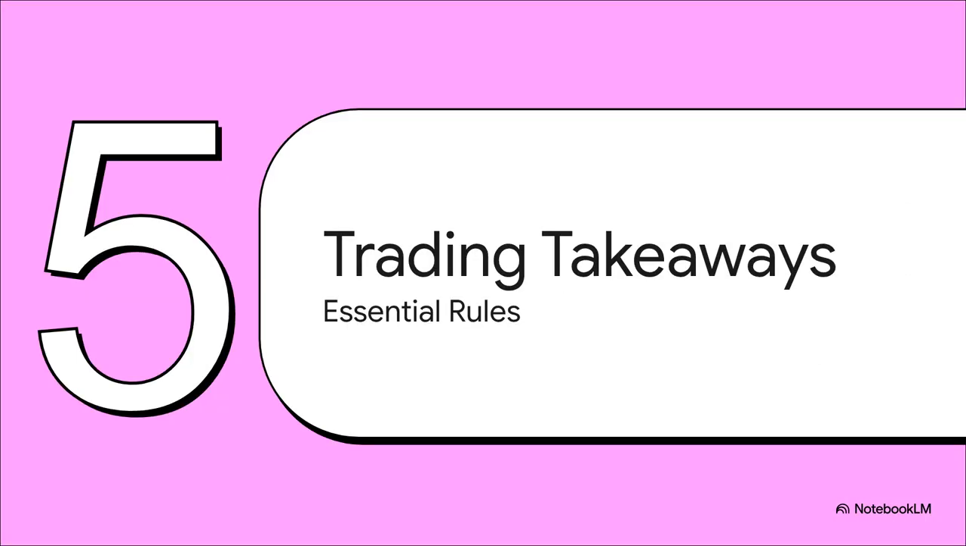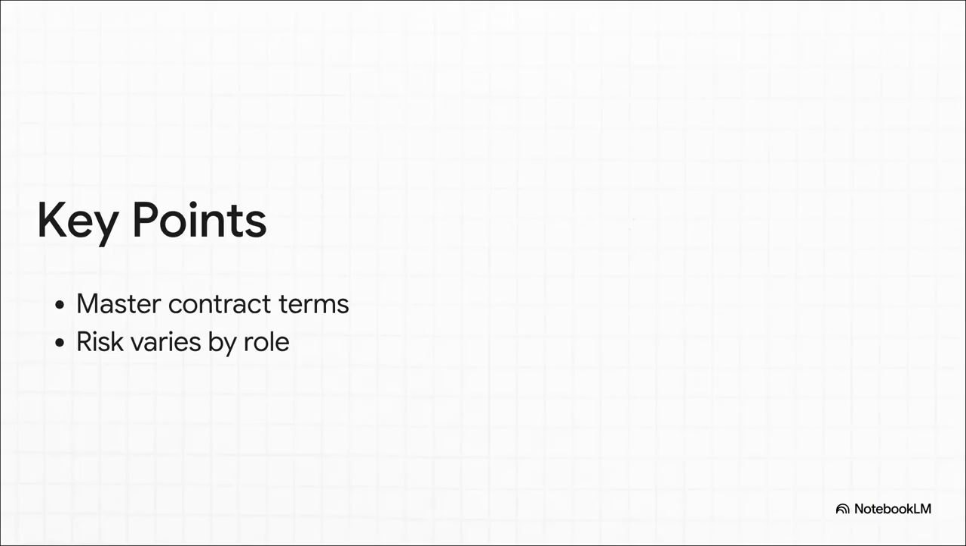Which brings us to Section 5, Essential Trading Takeaways. Let's lock in everything we've covered today. Here's your quick mental checklist. First, strike, premium, expiry, and lot size. These form the mechanical foundation of every single trade. And seriously, always check those lot sizes.